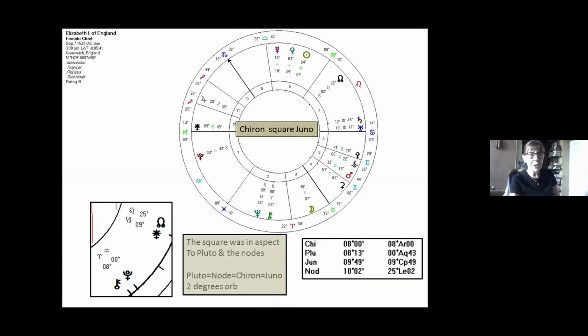So here we have Elizabeth I of England. And if we can jump right to the dial here, we can see that she's got a Chiron-Juno square, Chiron at 8 and Juno at 9. And we see that it was also in an aspect to Pluto and the nodes. We would not see Pluto in the nodes on the traditional chart. We see it on the dial, and we see it on the sword. It's red Pluto equals node equals Chiron equals Juno with a 2-degree orb.